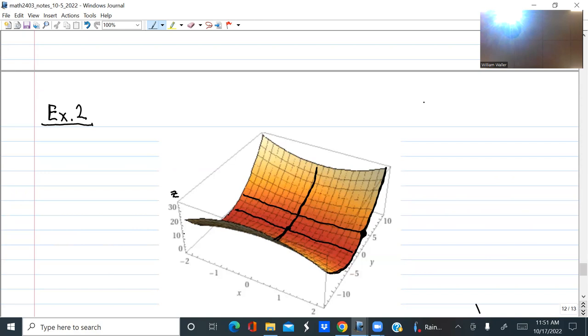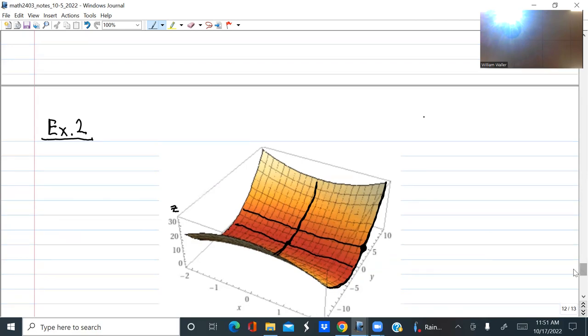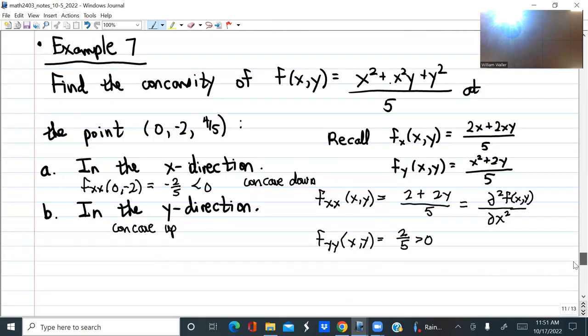Okay, you can see it a little bit better on this edge of the surface, right? Parallel to the x-axis it is definitely concave down. See that edge, but this portion of the surface is also concave. All right, so that's, see, not hard.